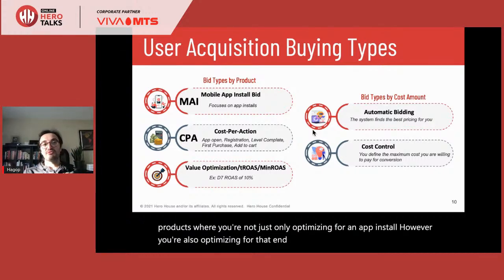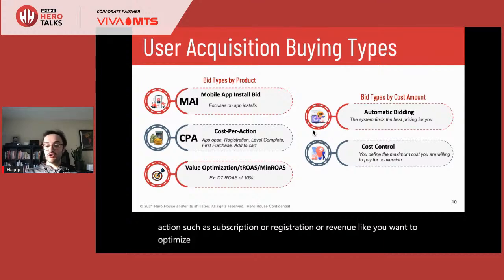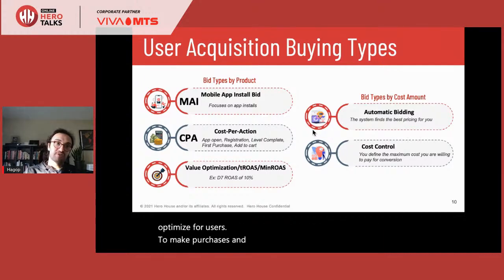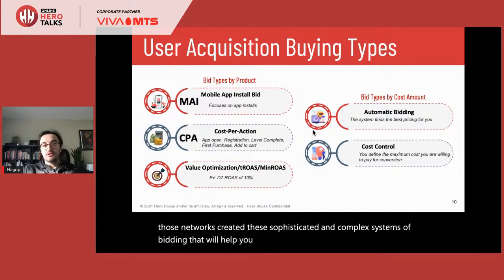Like your end result, if it's an action such as subscription or registration or revenue, you want to optimize for users to make purchases and drive $100 revenue versus $10 revenue. So a lot of those networks created these sophisticated and complex systems of bidding that will help you to get to your target.